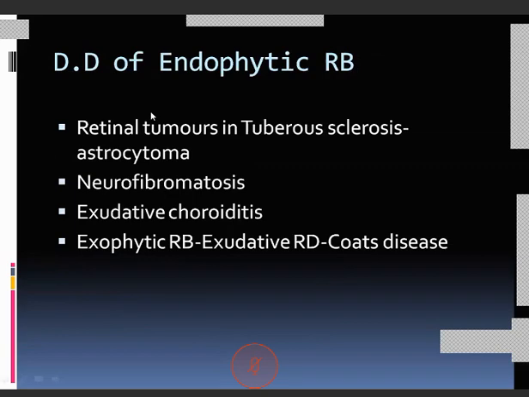And then differential diagnosis of endophytic retinoblastoma. The retinal tumors in tuberous sclerosis, they are known as astrocytomas, is a differential diagnosis. And then neurofibromatosis is a differential diagnosis for endophytic. And then exudative choroiditis. And then exophytic retinoblastoma: for exophytic retinoblastoma, the exudative retinal detachment which is produced by Coats disease is a differential diagnosis.